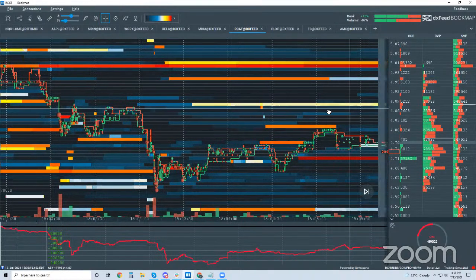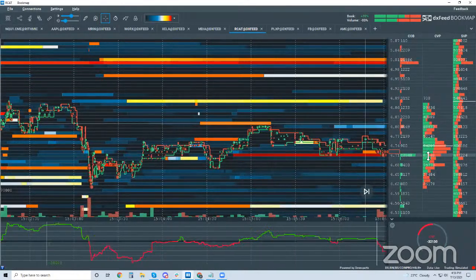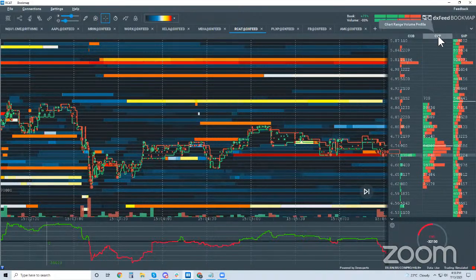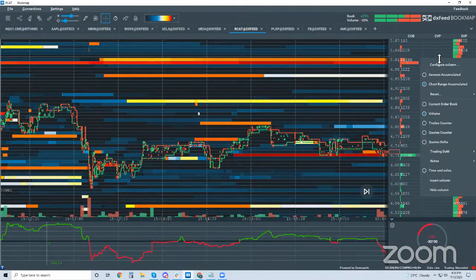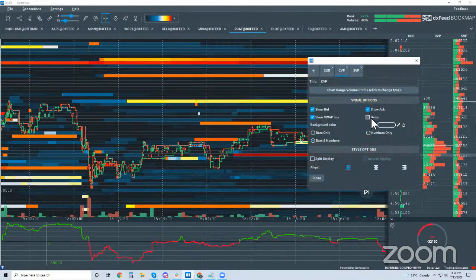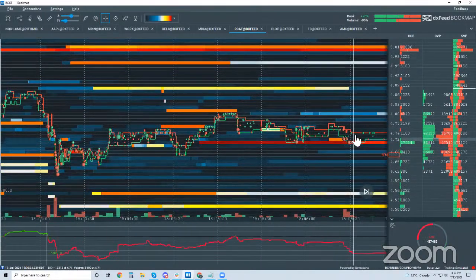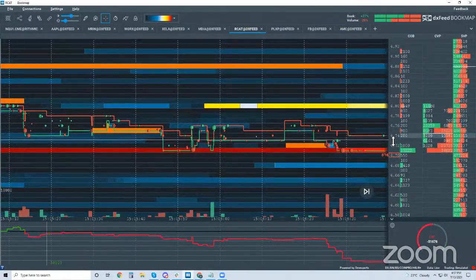Then all these transactions took place. In fact, we have a volume column here, and we can even split this out. I want to show you this. If you right click in here, you'll see it's chart range accumulated volume. It's a volume column, and we're going to go to configure. Now we can show delta here. We can also split out the data, so we can see precisely how much traded here. You want to zoom in, you want the details, here it is.